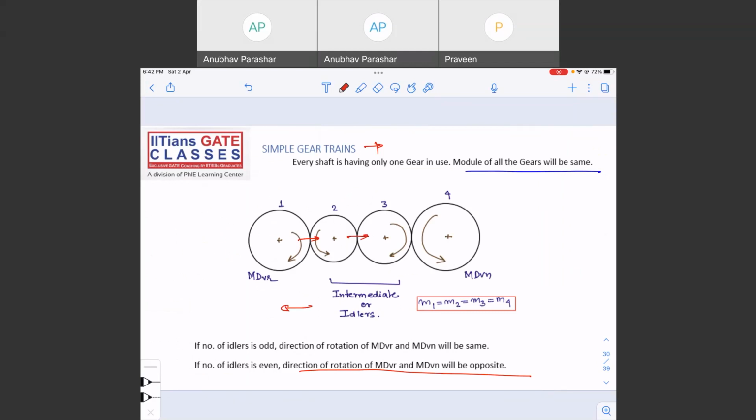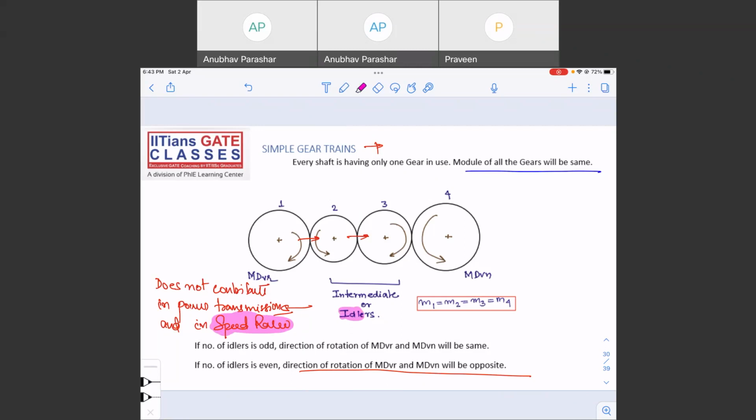Does not contribute in power transmission and in speed ratio. I'll show you this. The formula, we have done one question, right? I'll show you that the idler gear does not contribute in the speed ratio as well. It does not contribute in the speed ratio and power transmission. That is why they are known as idle.